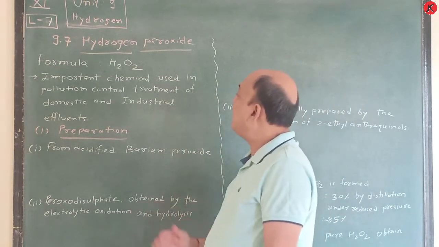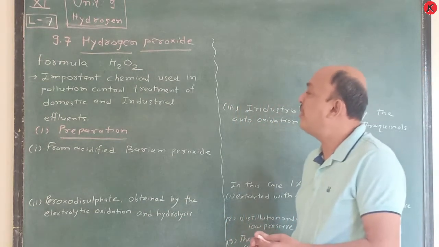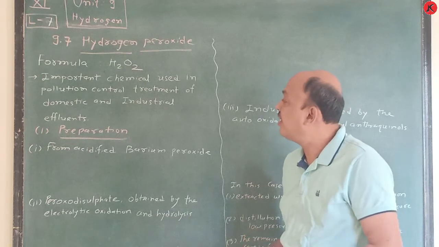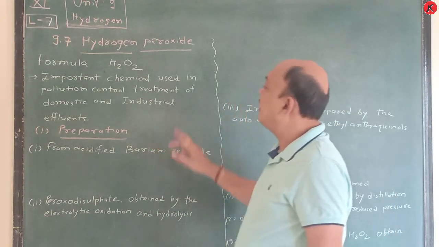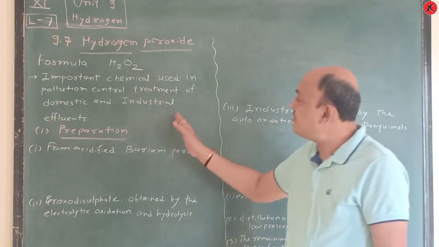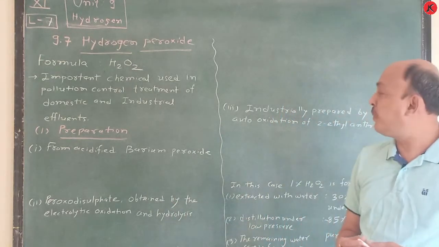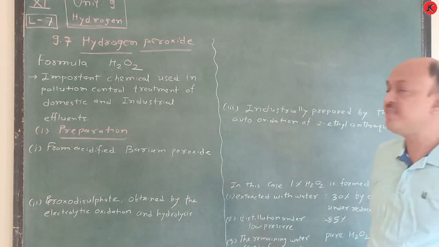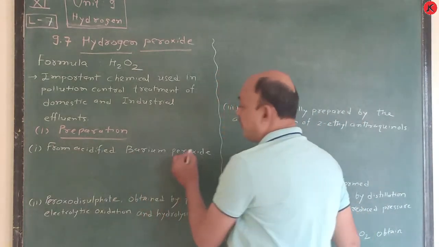Next, it is an important chemical used in pollution control treatment of domestic and industrial effluents. It is used in many ways, but we switch now to preparation. According to your NCERT textbook, the first preparation is from acidified barium peroxide.